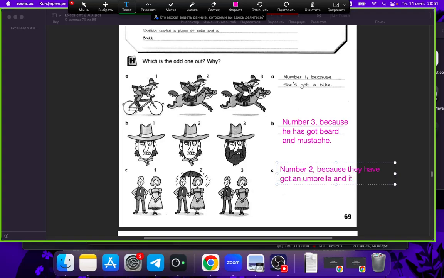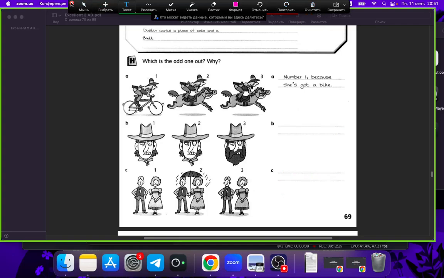And it is raining in the picture. They have got an umbrella. You have to be very careful. This is the odd picture. And these are the reasons why the pictures I've named are the odd ones. Please write it down in your activity book. So that's it. We're finished working.